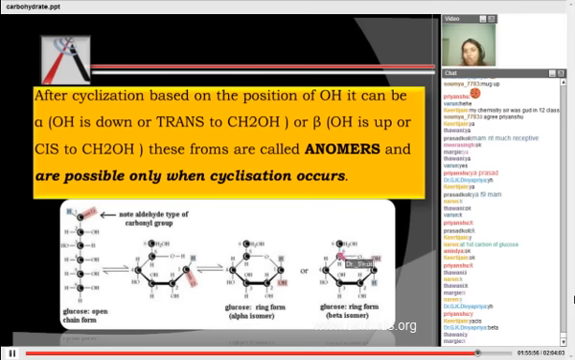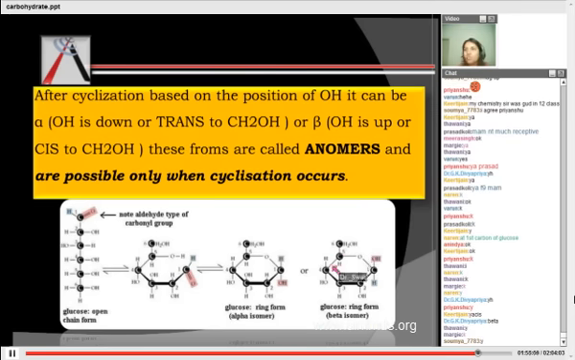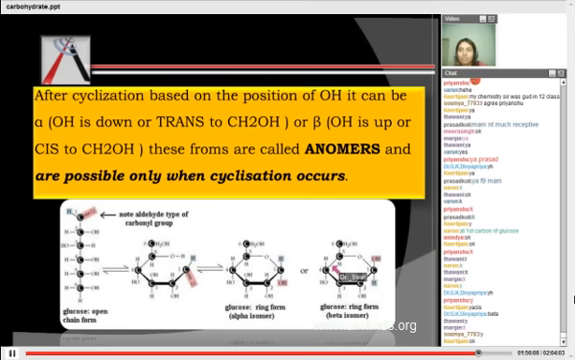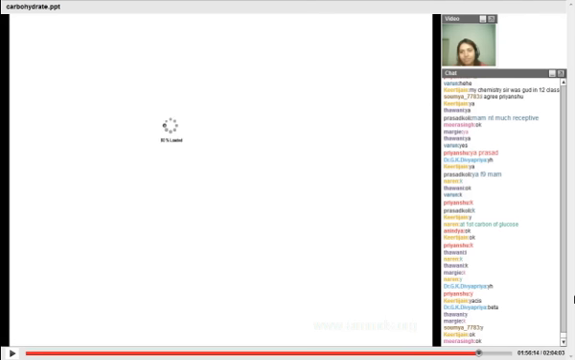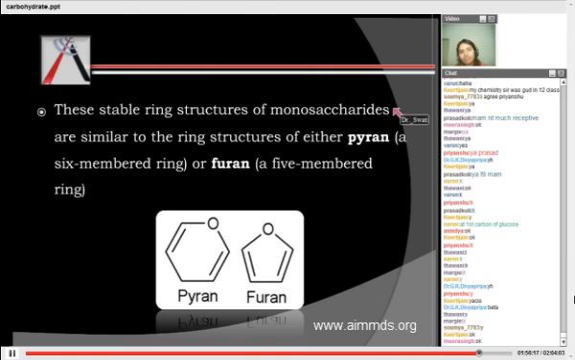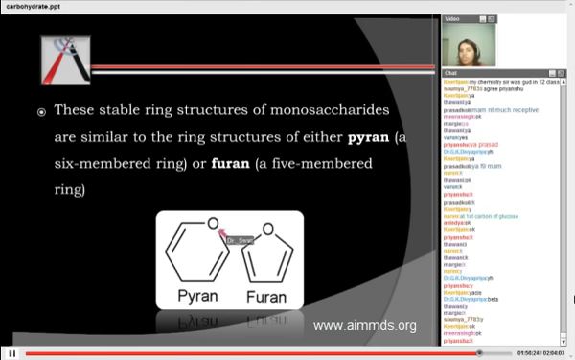And these are called anomers, alpha and beta anomers. They can be seen only when we have the cyclic ring. That is an MCQ, a very direct MCQ. When do we see anomers? After cyclization. Simple one. If you know it, you will answer it. This 5-ring structure is the furan structure, and the 6-ring structure is called a pyran structure. This is a direct MCQ again. Furan, pyran.